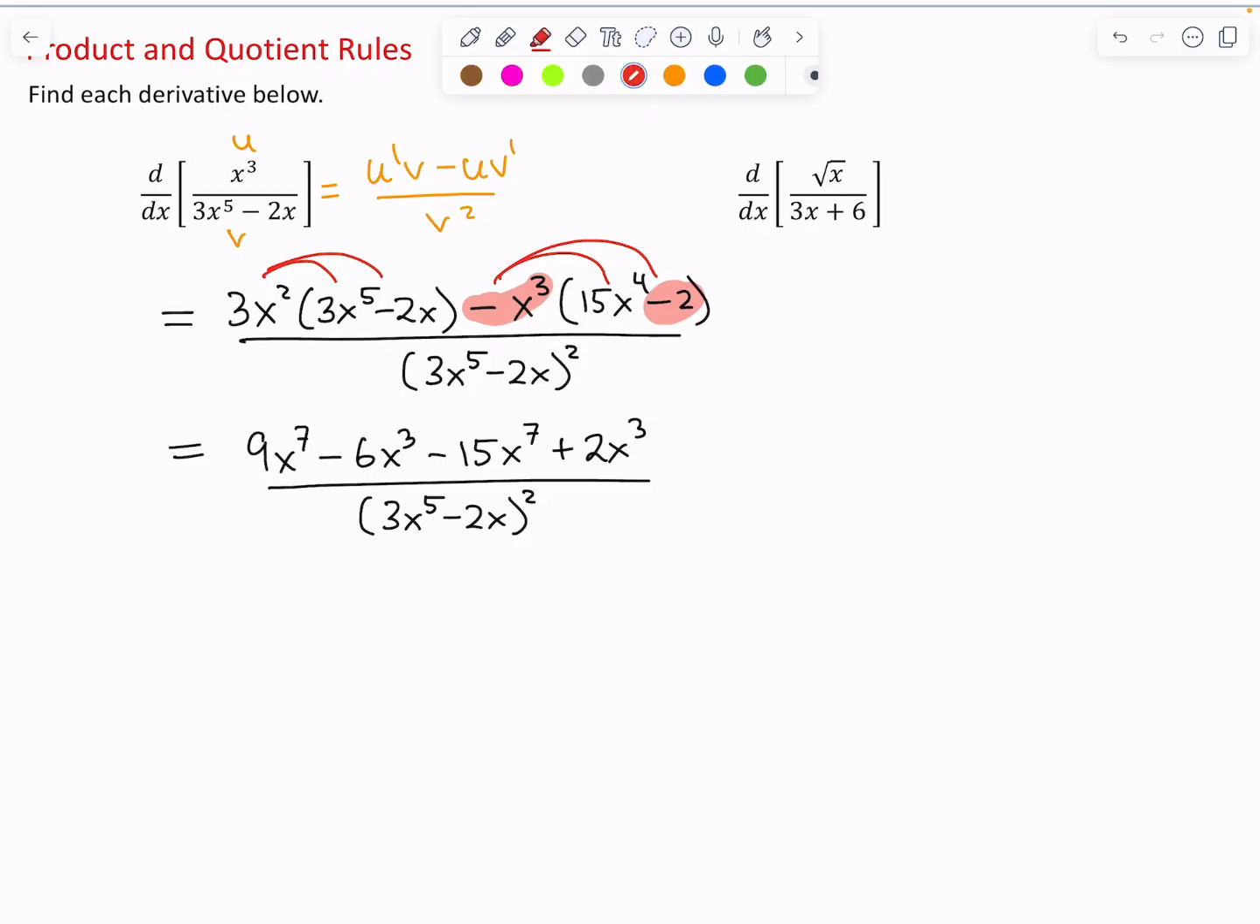And now we can look for some similar terms. We have an x to the 7 term and another x to the 7 term, and then we have an x cubed term and another x cubed term. So combining the orange terms, we get negative 6x to the 7th, and then combining the green ones, we have minus 4x cubed all over that same denominator. Now we could stop here, or we could do some additional simplification because there are x's in every term.